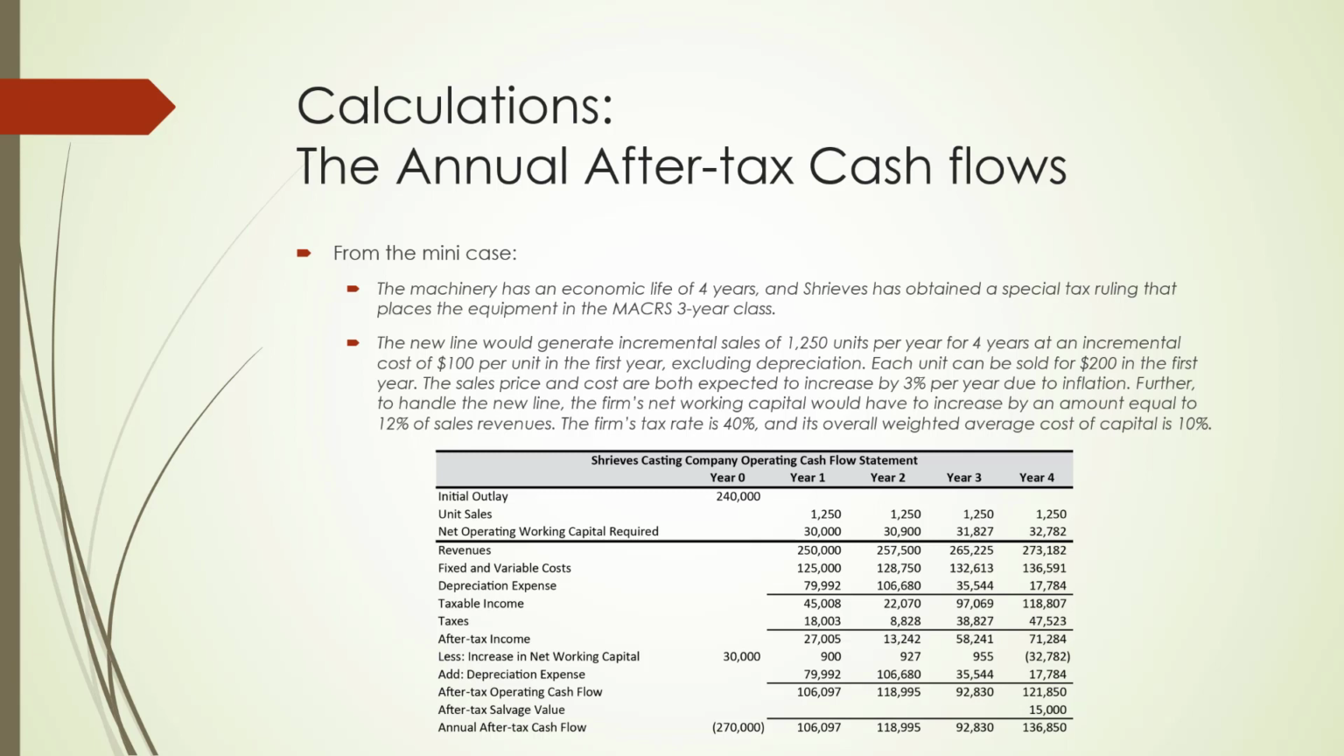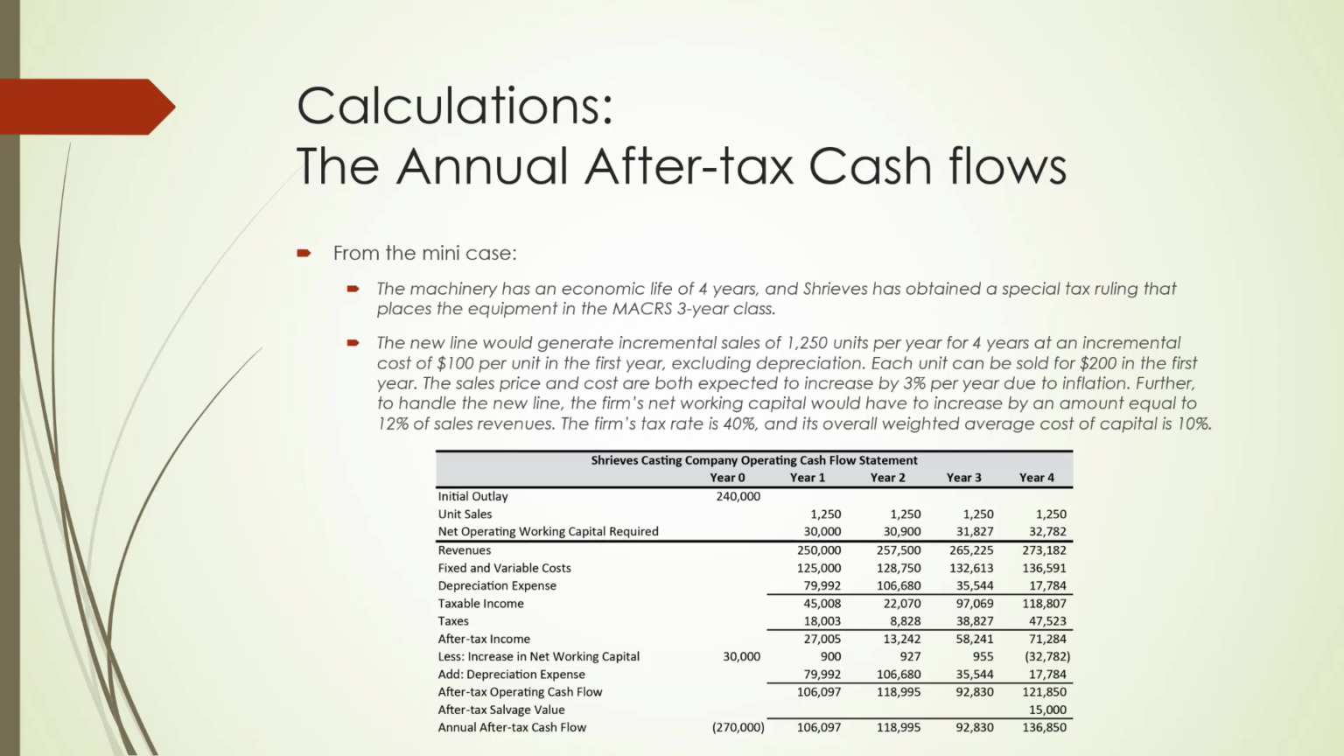So if I take my after-tax income minus the $900 investment in net operating working capital and add back my depreciation of $79,992, I get a total cash flow in year 1 of $106,097. Now in year 2, we do exactly the same thing we did in year 1, right?